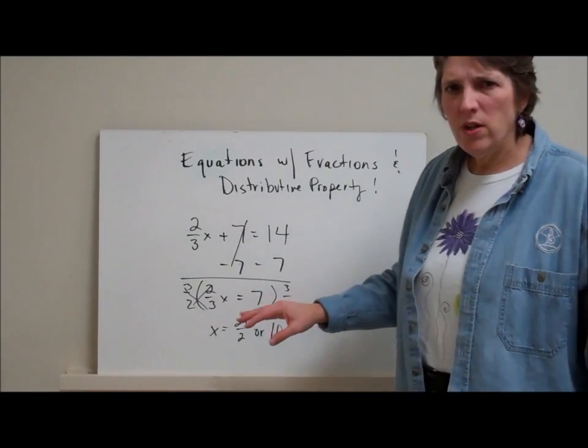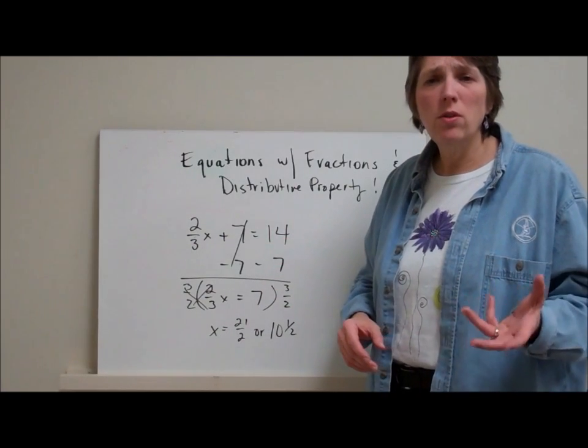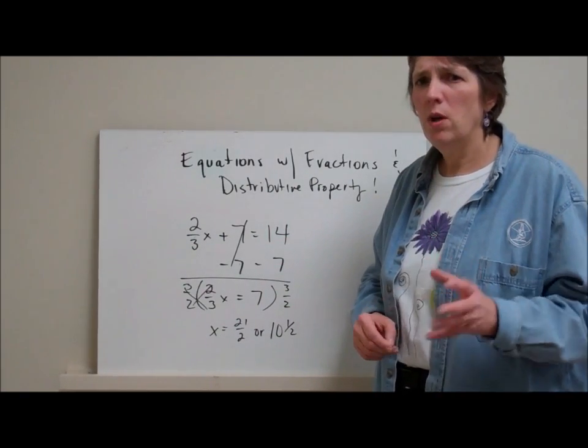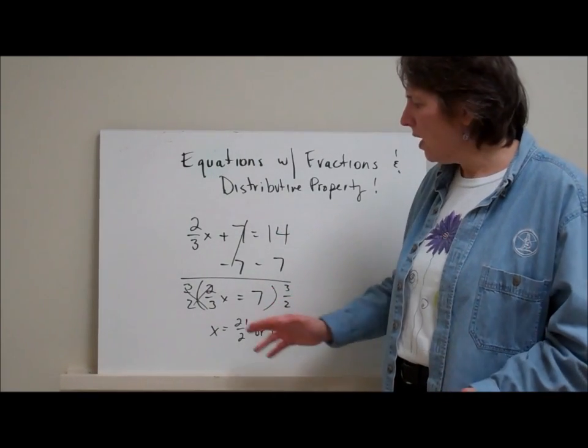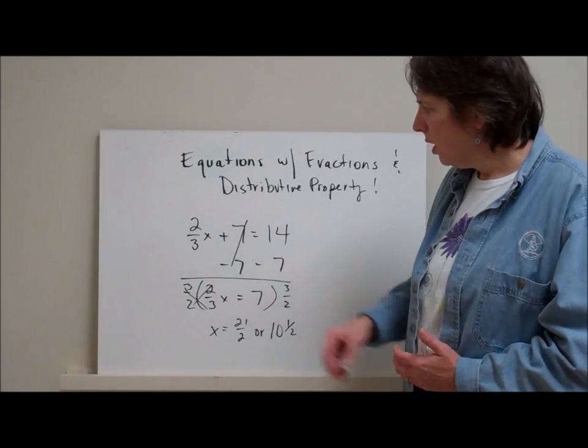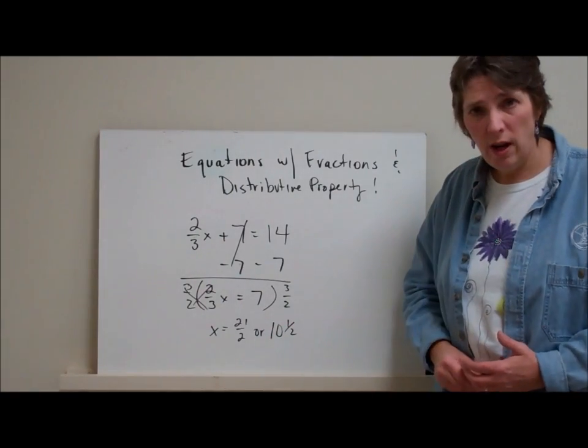Notice that we've done two-step equations, where we have 2/3 x plus 7 equals 14, where we have 2/3 as the coefficient of the variable. And you know we subtract 7 from both sides and we multiply by the reciprocal of the coefficient of the variable and we get 21/2 or 10 1/2.